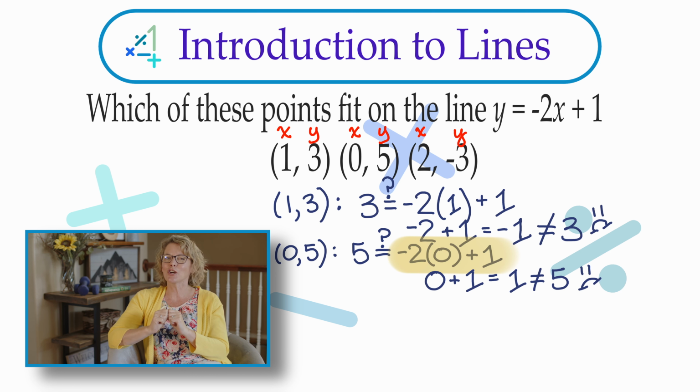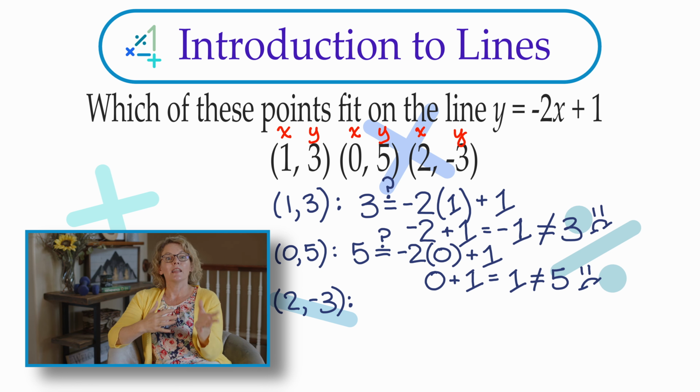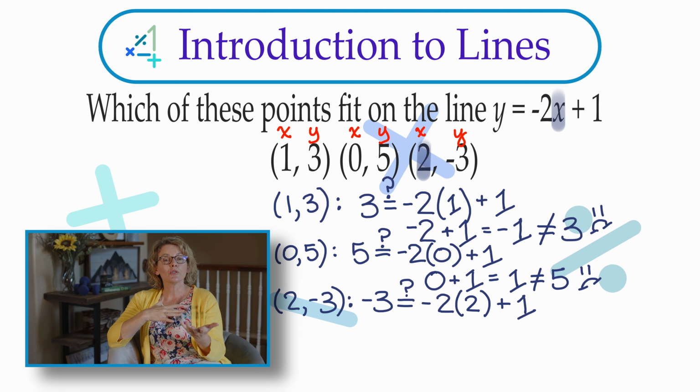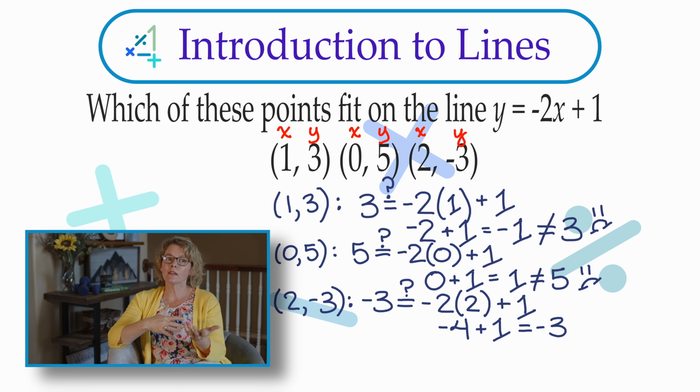But I have a good feeling about the next one. Even if we know it will work, let's go through the steps. Put the x's and y's in. -3 equals question mark, -2 times 2 is -4. Plus 1 equals -3. So they equal each other, and this point is definitely on this line.